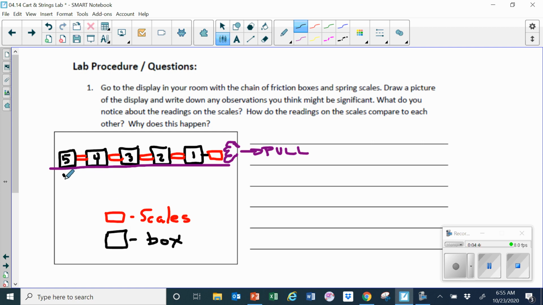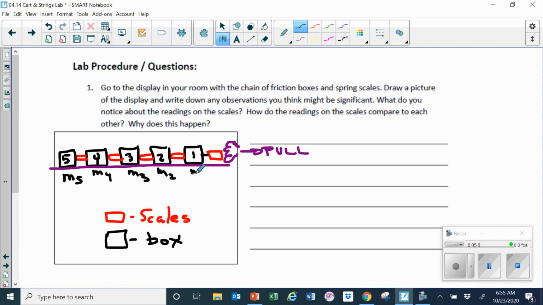Each one of these is going to have some mass. So for example, this would be mass 5 and mass 4 and so forth, right? I'm not going to label, well, maybe I will label all of these because I'm doing it now. Anyway, these each will have some mass.